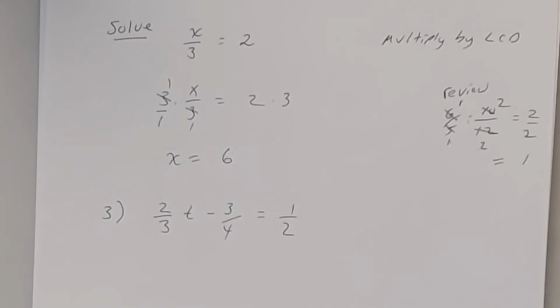And so the way you want to do it, now there are other ways of doing this, but the way you want to do this here is to multiply both sides by the LCD, because that's going to be important later on as well.